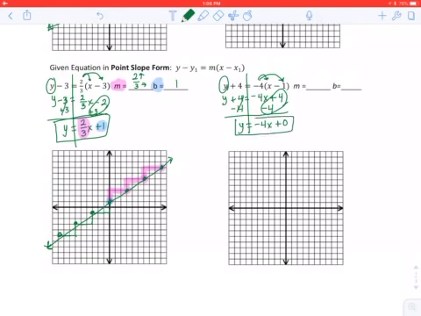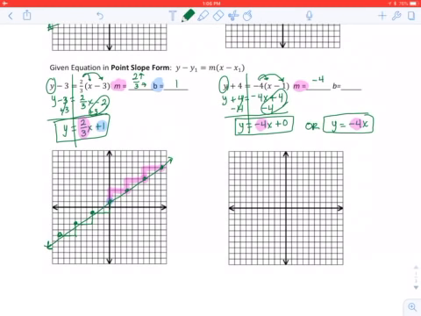So you can either write the equation like that, or you could write it just as y equals negative 4x. And that means the same thing. So now that y is by itself, I can find the slope is the number next to the x. So my slope is negative 4.